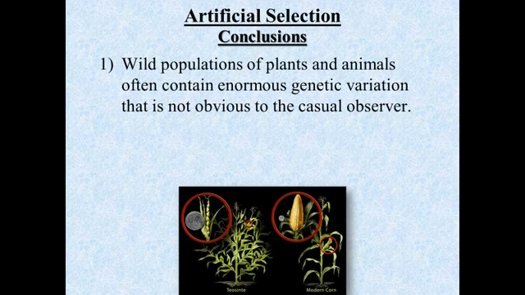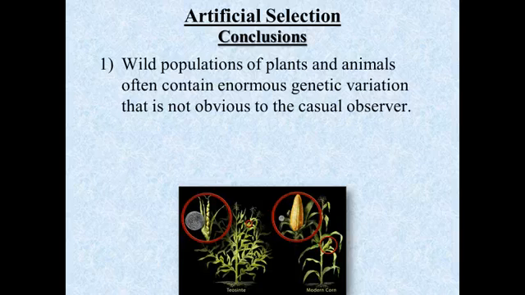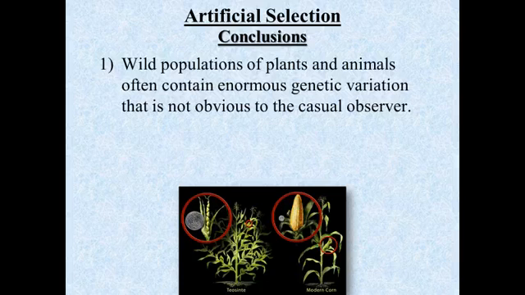Okay, there's a couple of conclusions, or a couple important things I think from artificial selection that you should know and that you should keep in mind. The first of them is that wild populations of plants and animals contain lots and lots and lots of genetic variation that's not obvious. Sometimes we just walk by and we see, oh, that's this flower or that animal or this bug, and they all look the same to us. And unless you study that animal in great detail or that plant in great detail, you would not be aware of the variation that exists in the population. So there's lots of variation that exists in wild populations.